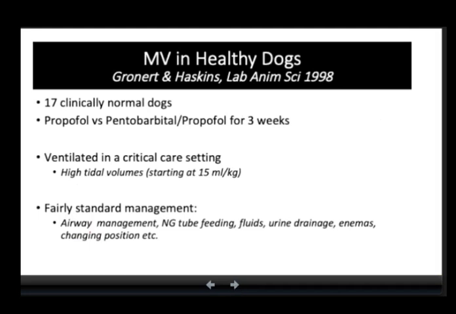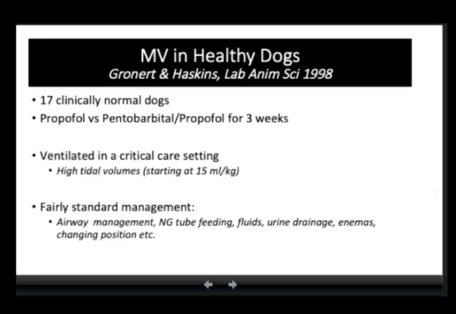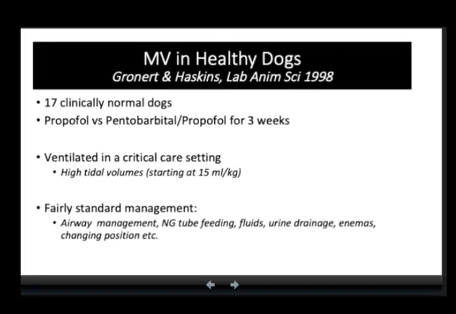It is important to remember that mechanical ventilation, if used inappropriately, may kill absolutely healthy patients. This experimental study was published in 1998 by Cronert and Haskins. They took 17 healthy dogs who were anesthetized with propofol or a pentobarbital propofol combo for 3 weeks. They received a tidal volume of mean 15 mL/kg. All of them also received standard management that included airway management, NG tube feedings, fluids, urine drainage, enemas, and changing body positions.